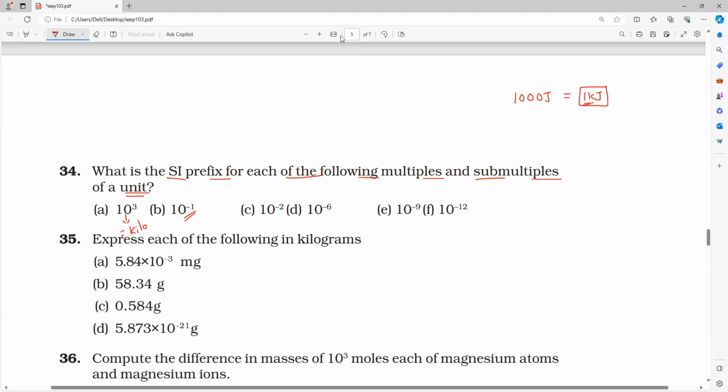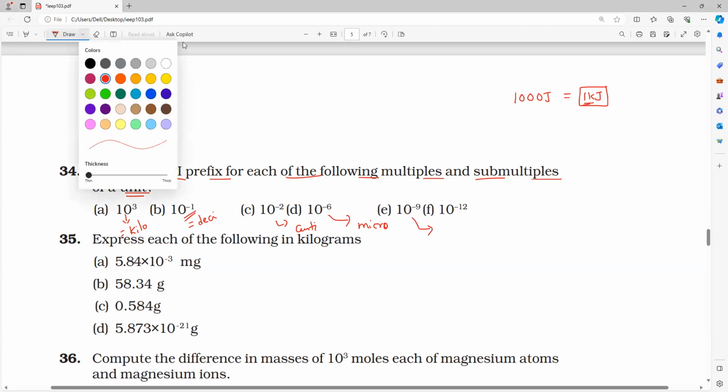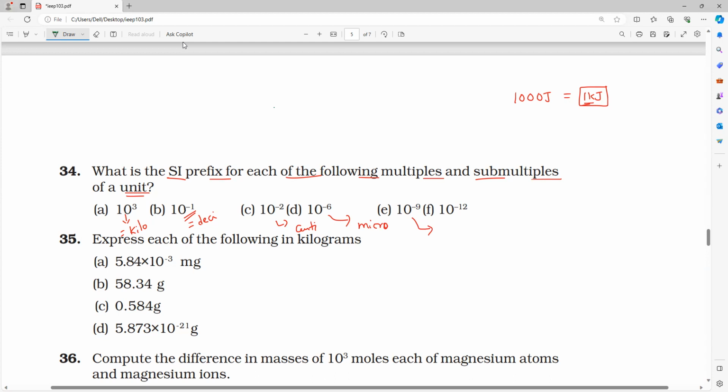So 10 power 3 means thousand, kilo. So K indicates 10 power 3. Next, 10 power minus 1 means deci. 10 power minus 2 means centi. 10 power minus 6 means micro. 10 power minus 9, atom size we can measure, nano, nanometer. We have studied atom size. 1 meter is equal to 10 power 9 nanometers. 1 nanometer is equal to 10 power minus 9 meters. That is nano.